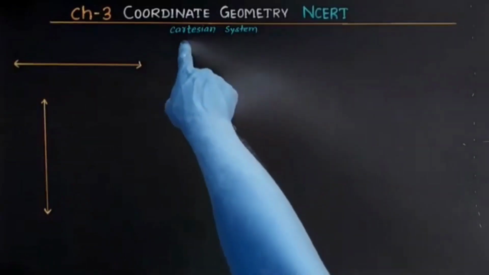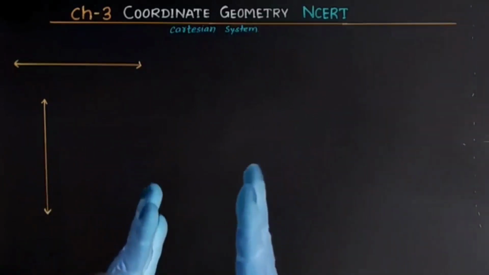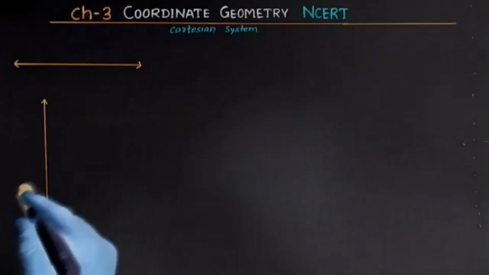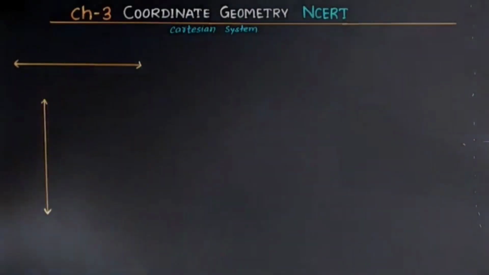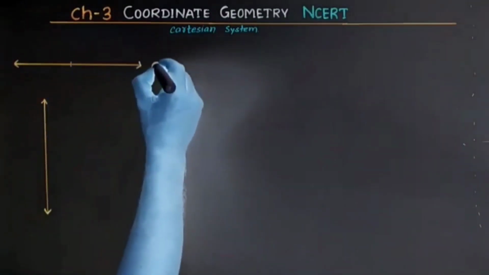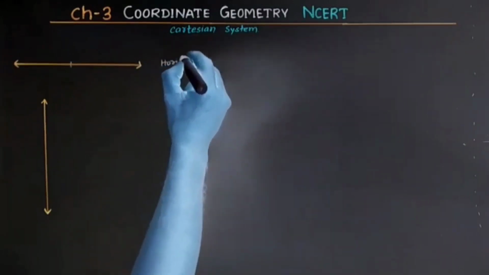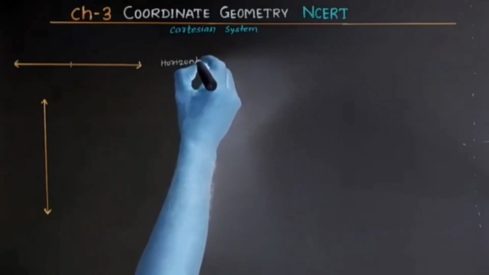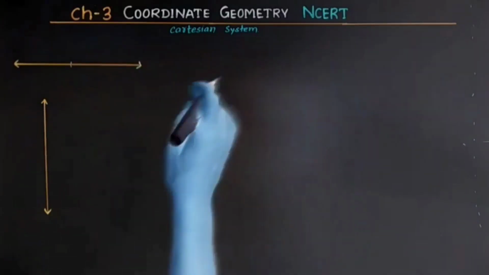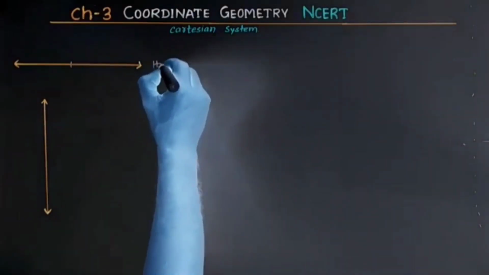Now to understand coordinate geometry, we need two lines. One line is known as the horizontal line, the upper one, while the other one is known as the vertical line. The horizontal line is known as the x-axis and the vertical line is known as the y-axis. The midpoint of the horizontal line is known as the origin. Similarly, the midpoint of the vertical line is also known as the origin.